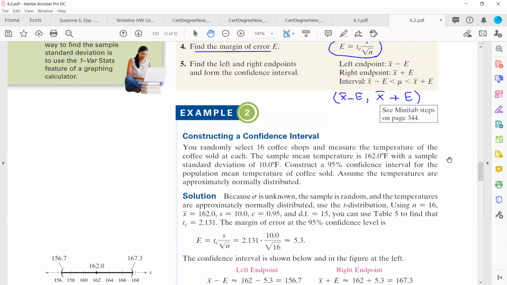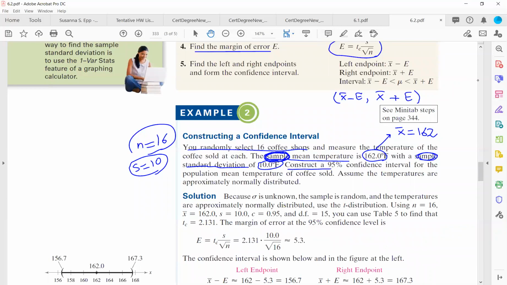Example 2. You randomly select 16 coffee shops. So what is your N? N is 16. And measure the temperature of coffee sold at each. The sample mean is 162 degrees Fahrenheit. So mean of the sample, guys, keyword is sample. Mean of the sample is given. So X bar is given, 162. With a sample standard deviation, again, keyword, sample standard deviation, 10 degrees Fahrenheit. So S is also given.